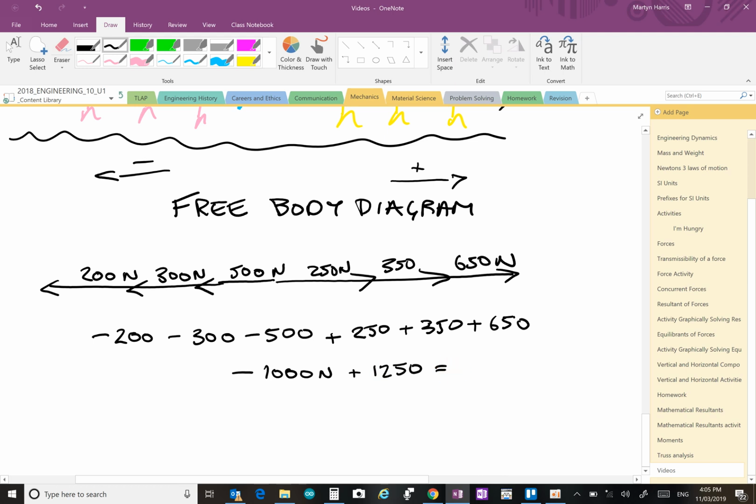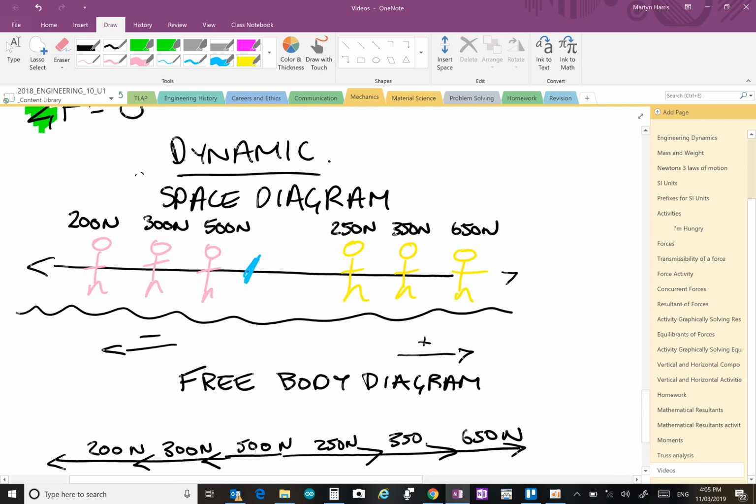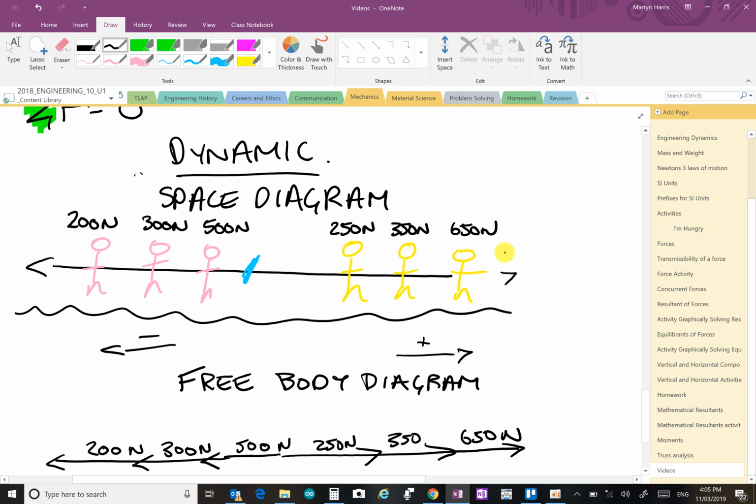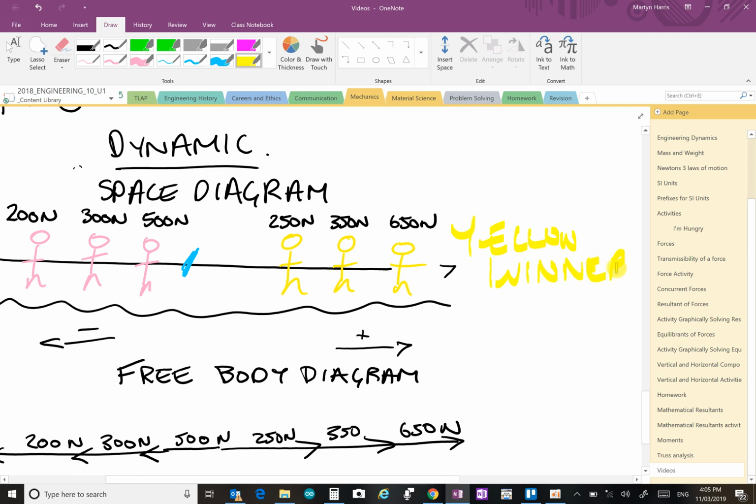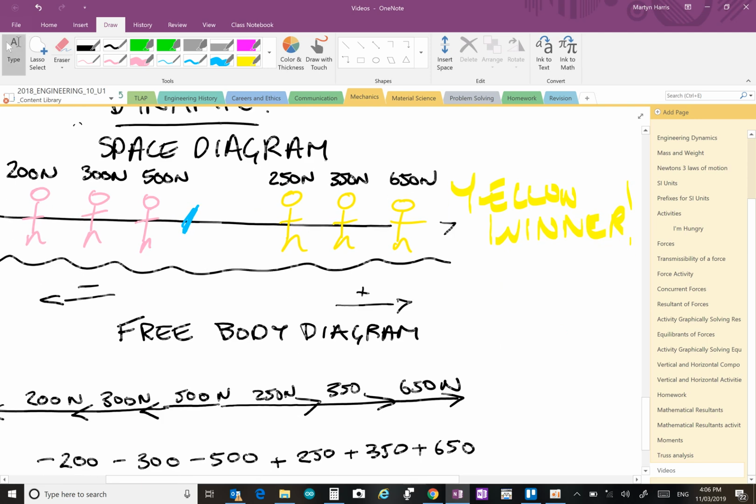Alright, so the end resultant is going to be 250 newtons in the positive direction, and I can draw a little arrow with a positive on that to show that's going to happen. So this is dynamic, this is moving, it's not static. So we can actually say that the yellow guys, yellow are the winners. Yay.